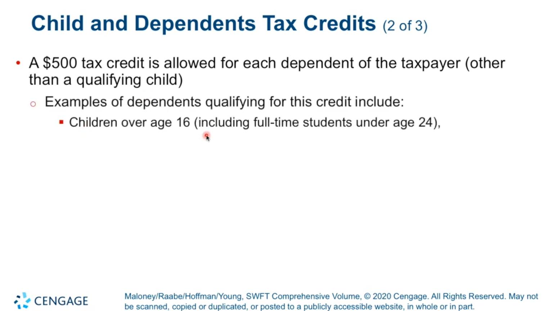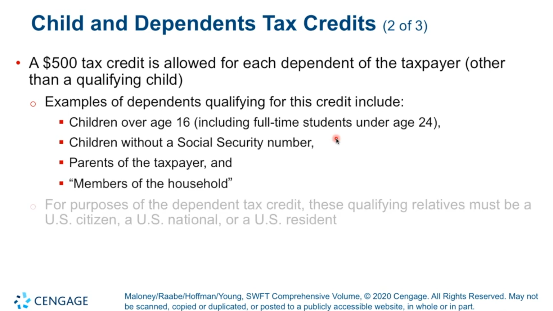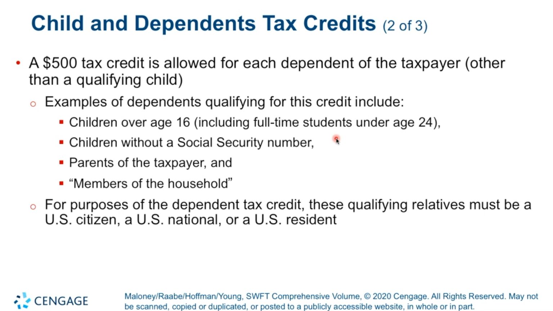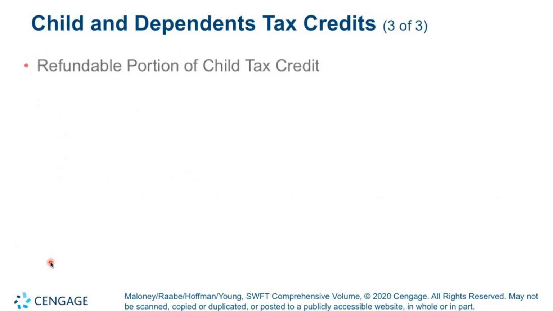Examples would be children over 16, including full-time students under 24, children without a social security number, parents of the taxpayer, and other members of the household, non-related dependents. And for purposes of this credit, the qualifying relatives must be U.S. citizen, U.S. national, or U.S. resident. So the child independent tax credit are subject to a phase-out once the taxpayer's AGI reaches a threshold. So once that amount becomes so high, I think it's 200,000, then the credit phases out.